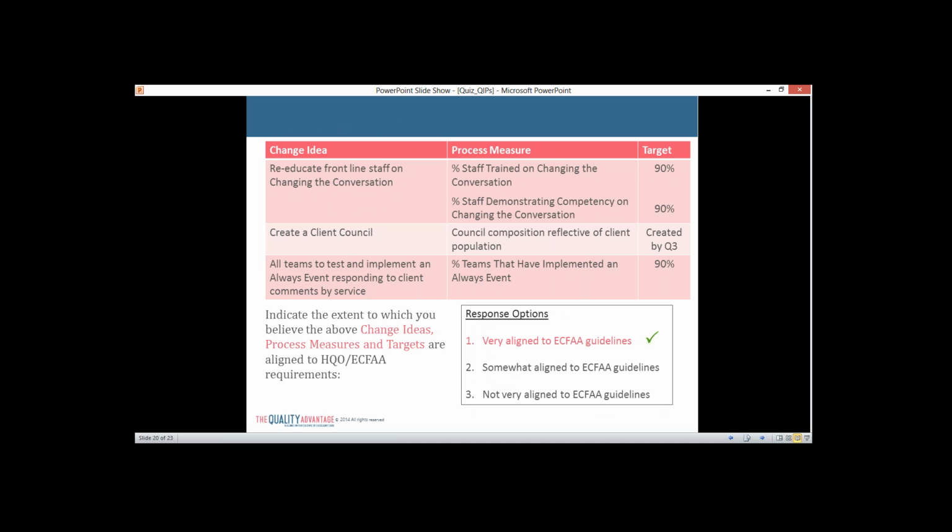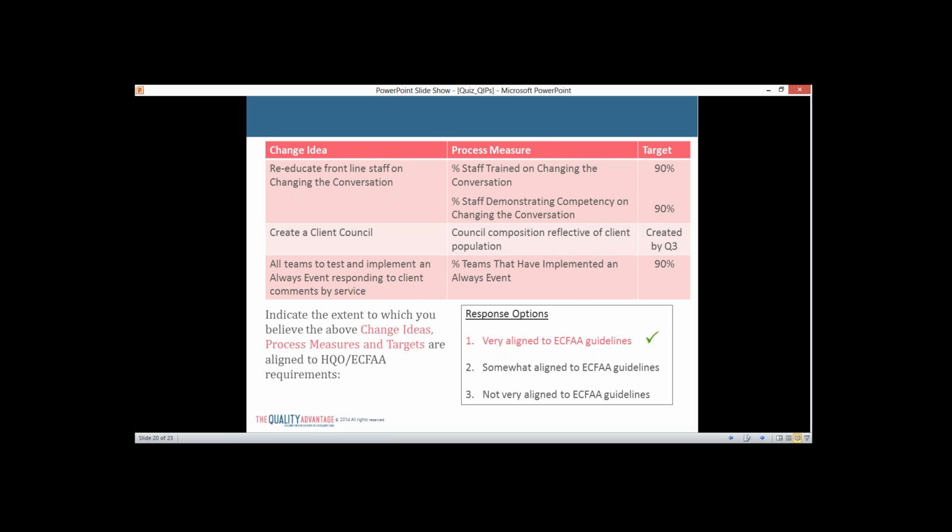So the first change idea is re-educating frontline staff on changing the conversation, and that's, I think, intended to be a specific program that people in the organization would understand what that's about. It's pretty specific, and there are actually two process measures here that reflect two levels of assessing the uptake or implementation. So the first one, and these are often articulated as percentages, is the percentage of staff who were actually trained on changing the conversation.